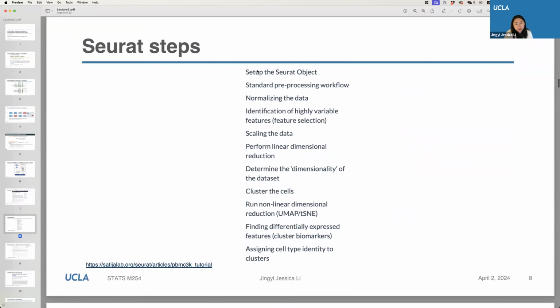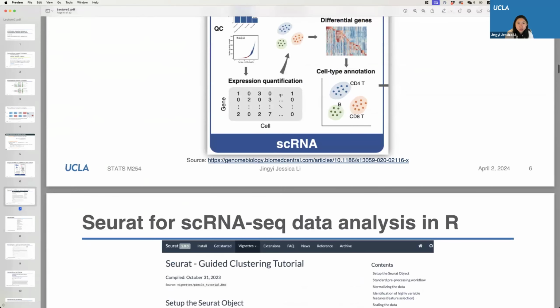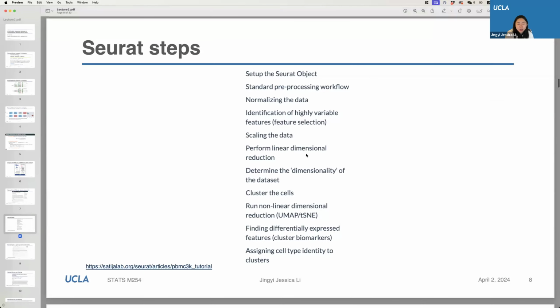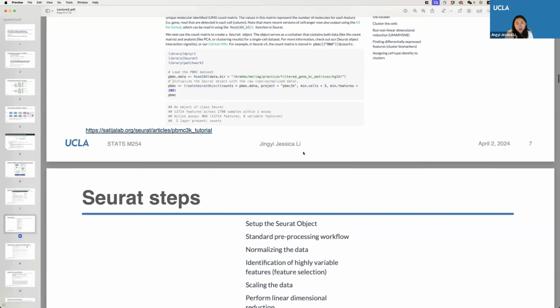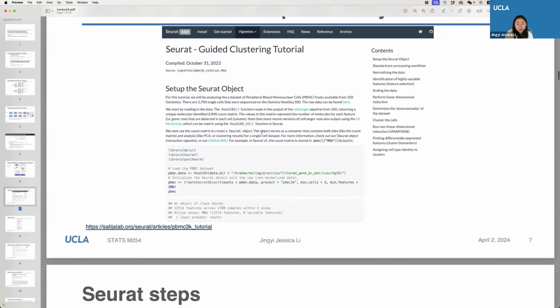First of all, you set up the Seurat object. That's just data preprocessing, the standard preprocessing workflow. This means that you want to remove the bad quality genes and bad quality cells, and normalize the data, identify highly variable features, and scale the data. So these are all data transformations; you're changing the values in your matrix here. And then linear dimension reduction, which means that you want to reduce the number of dimensions from the number of genes to fewer dimensions.